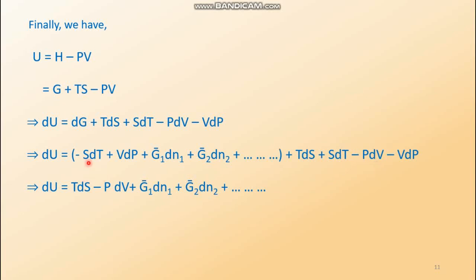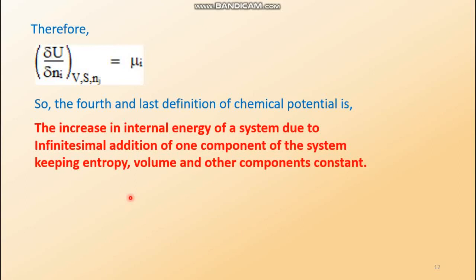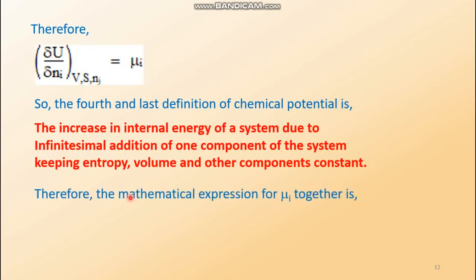Here SdT also got cancelled, and so what terms are you going to keep constant? The terms you are going to keep constant are entropy and volume. In the UI bar expression you kept pressure and temperature constant. Here neither pressure nor temperature, you are keeping entropy and volume constant. So this way you are getting the final expression of chemical potential. This is the fourth expression of chemical potential, and it has the definition: the increase in internal energy of a system due to infinitesimal addition of one component of the system, keeping entropy, volume and other components constant.